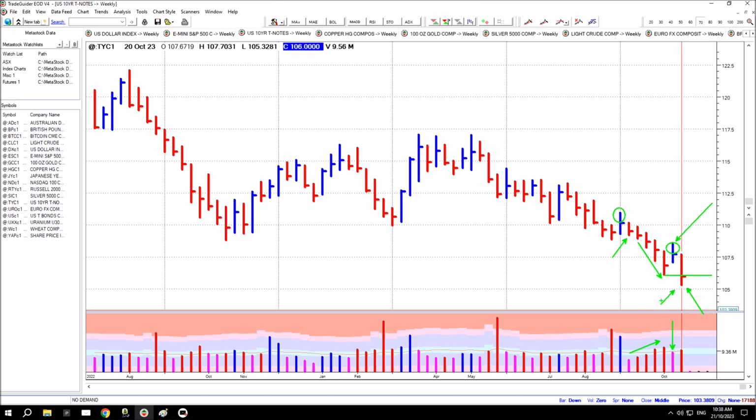So this market still isn't showing any great signs of strength. There was no intent being shown in last week's up bar. If anything, it was just a weak attempt to move higher that was easily overcome by selling pressure.